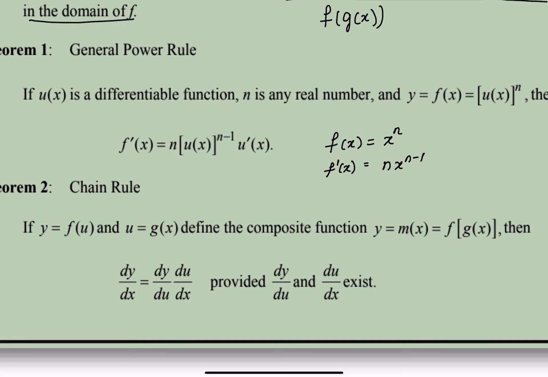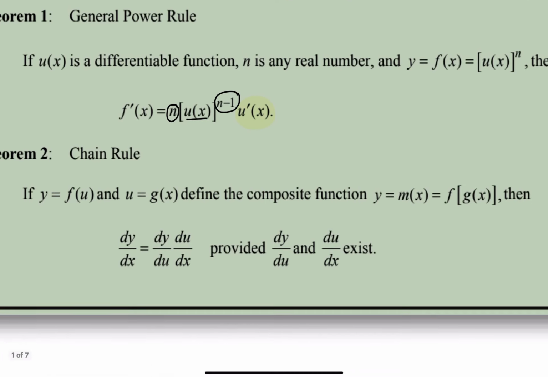But if you have a composition of function, then let me erase this. Everything stays the same. It's n times u of x to the n minus 1, but the thing that's extra is the derivative of u of x. This is all going to make sense once we start doing the problems.